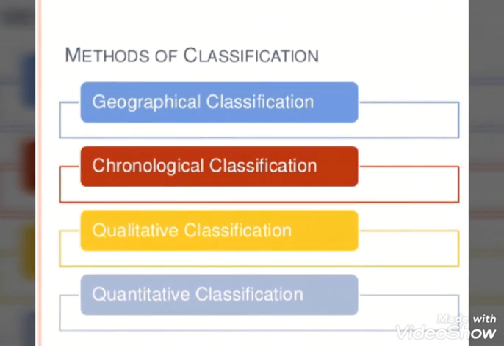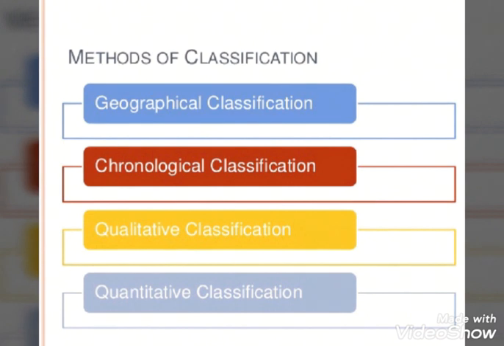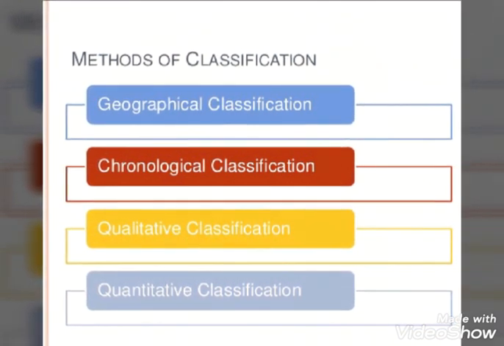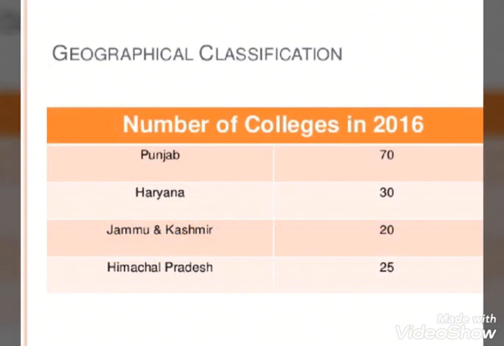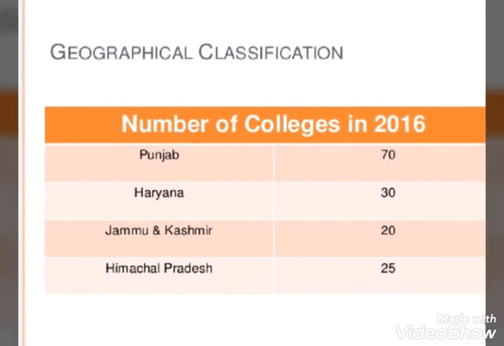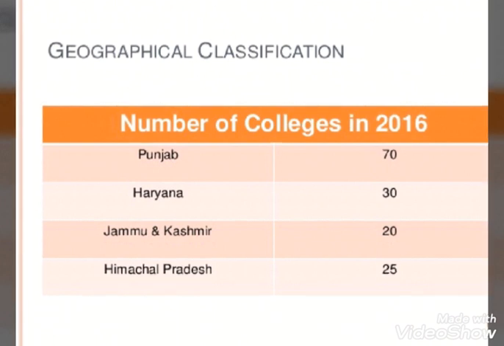There are mainly four methods: geographical classification, chronological classification, qualitative classification, and quantitative classification. Geographical classification is based on geography, you can say your map. Whatever regions and areas you use will be categorized under geographical classification. And we will be seeing an example here.